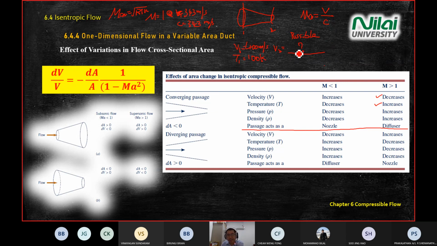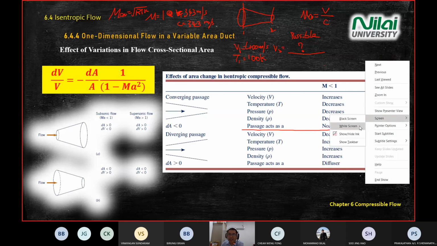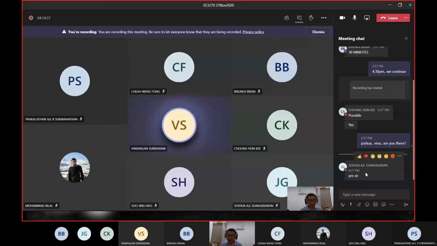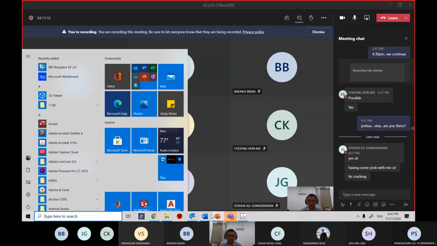Joshua. Joshua, are you there? Oh, Joshua is in the text. Okay, Joshua, can you turn on your mic? I think you're able to text, your mic should be okay. Right, Joshua, you okay? Can. All right, Joshua, we know your difficulty in technical. I assume Joshua, you know how to refer to this table.